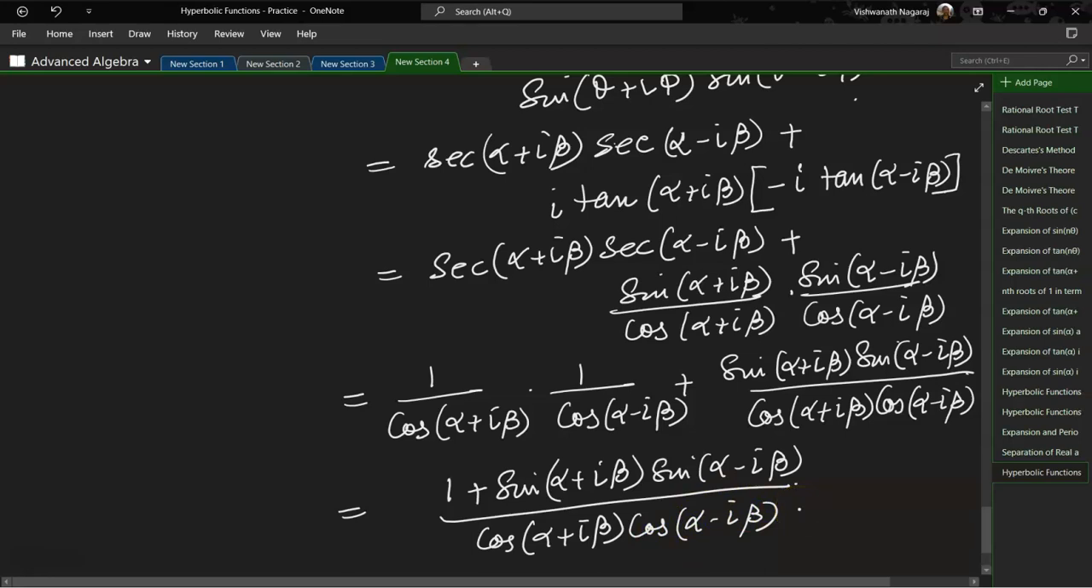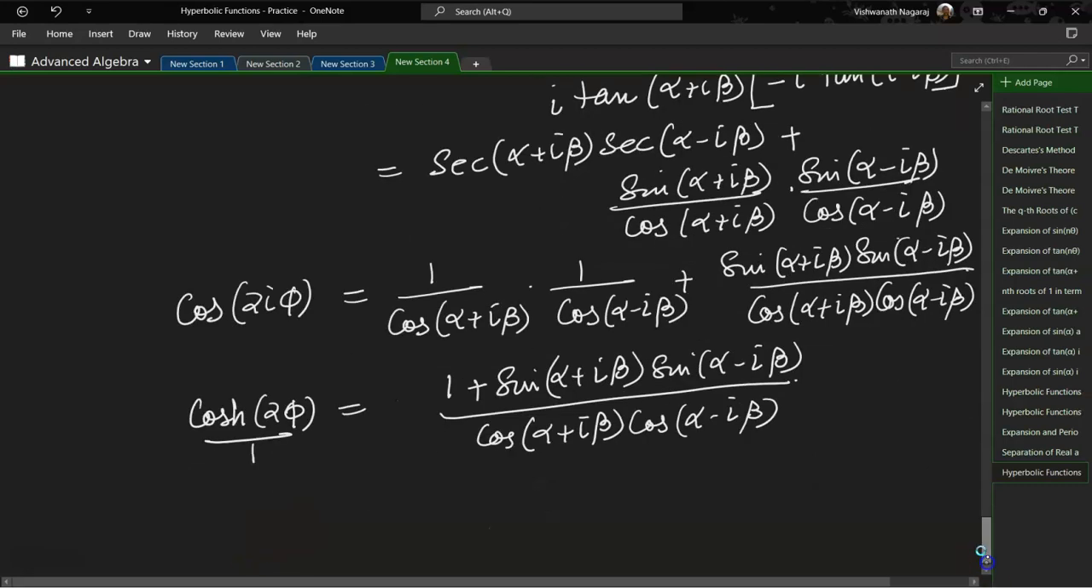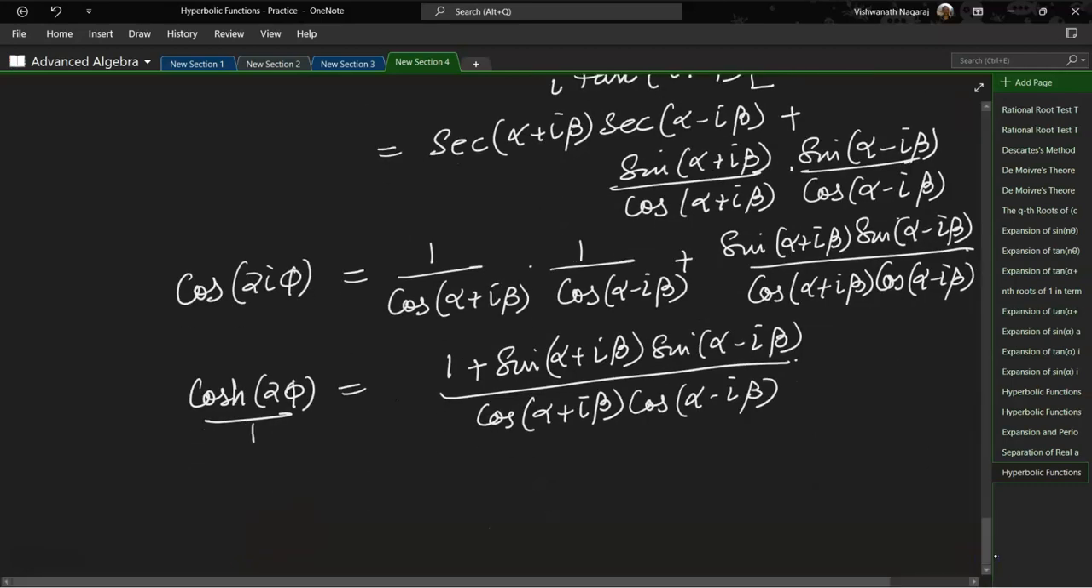And on this side, what do we have? Remember, we have cos 2iφ. Now I can get rid of that i by converting it into hyperbolic cos. So this becomes cosh 2φ by 1, I can write. So this is the tricky part.